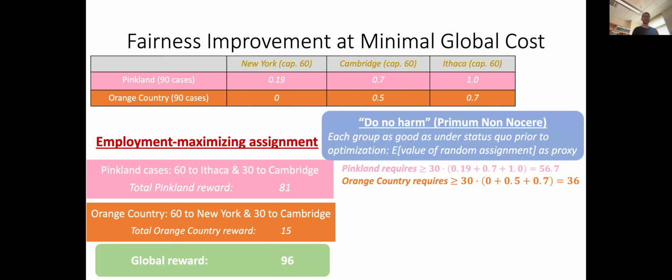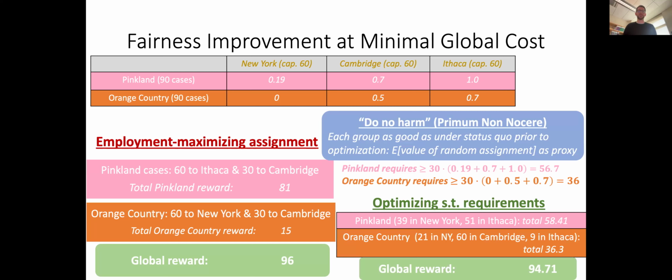However, in this setting, if we compute the random assignment for each group, and we then optimize subject to the constraint that this holds true, we actually find that the global reward that we would get is only a little bit smaller. It's 94.71. So we can, in this scenario, almost recover the employment maximizing assignment while respecting this do no harm fairness criterion.